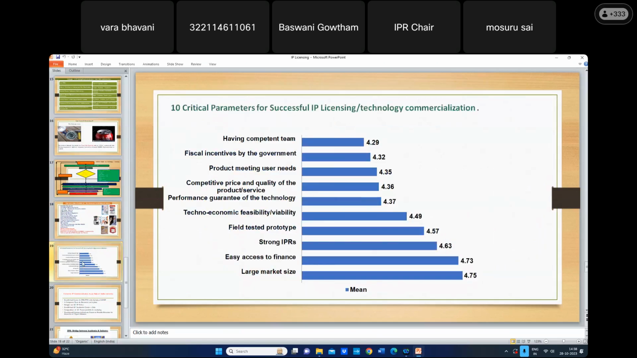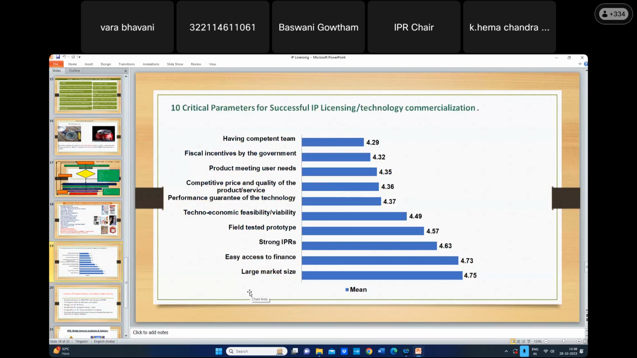But finally, what I would like to say is that if you want to achieve successful IP licensing, you need to see, at the time of licensing and signing an agreement, whether all these 10 critical parameters exist in the entire transaction. If these 10 parameters are prevailing in great strength, that technology is bound to be successful. So what are those 10 critical parameters?